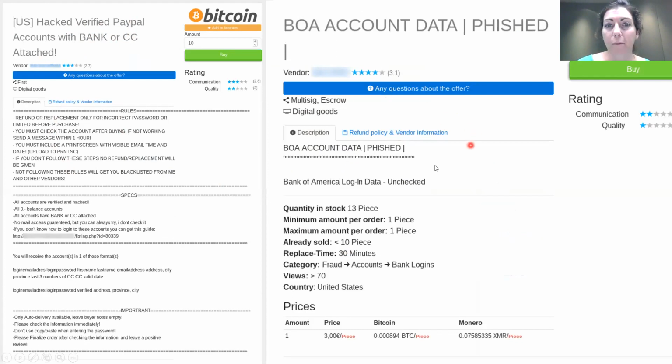And this one's got Bank of America data. He's got 13 pieces for sale, he sold less than 10 pieces, and he'll have a replacement time of 30 minutes if any of those accounts fail to log in for you. So it really is a business, and here you usually buy in the so-called anonymous transaction currency of Bitcoin, for example.